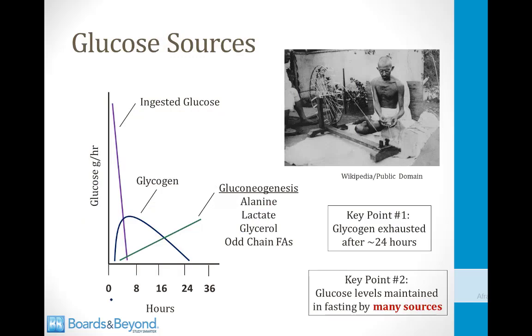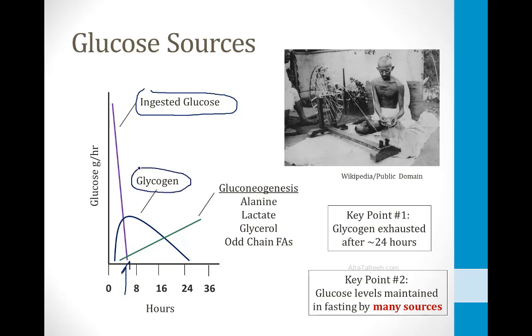The graph on this slide depicts the sources of glucose in the plasma as a function of hours after fasting. When you begin a fast, you consume the ingested glucose from your last meal within a few hours after you start fasting. At that point, glycogen becomes the dominant source of plasma glucose. However, glycogen only lasts about 24 hours.